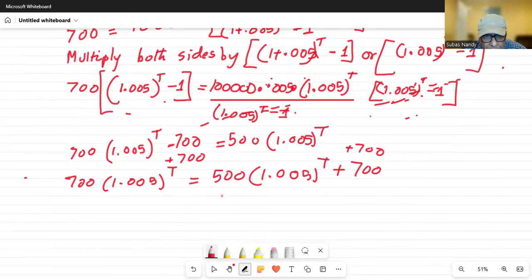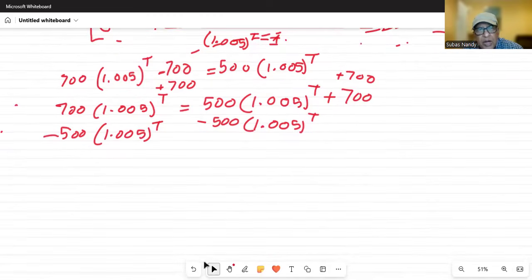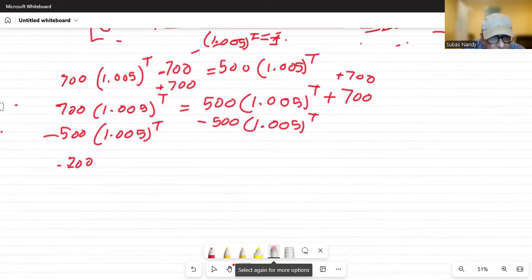Okay. Now I will subtract 500 times 1.005 exponented to t from both sides. I'm subtracting, so what I do on the right, I will do on the left of the equal to sign also. And I will move this a little bit up. So 700 minus 500 on the left hand side, I have 200. So let me again erase. There's no negative sign here. 700 minus 500 is the 200 I'm getting.